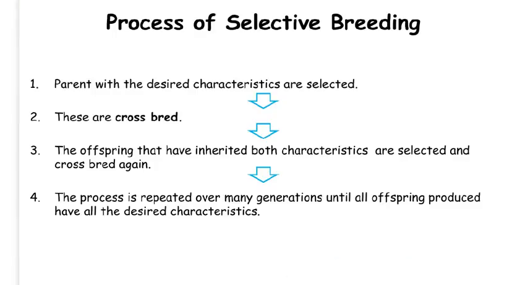The process of selective breeding involves the following stages. Firstly, parents with the desired characteristics are selected. They are crossbred, and then the offspring that have inherited both characteristics are selected and crossbred again. This process is repeated over many generations until all offspring produced have all the desired characteristics.